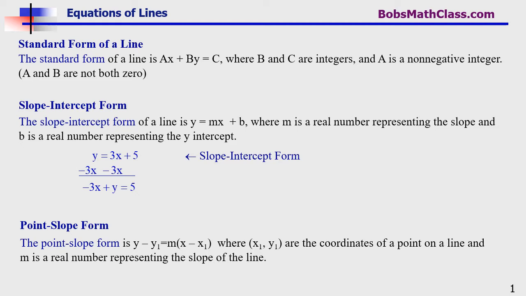That would give you negative 3x plus y equals 5. Now there's also another condition that a must be non-negative. That means it has to be positive. So let's multiply both sides by -1, or multiply the -1 all the way through. So multiply by -1, that'll make it a positive 3x, but it'll change all the other signs too. So 3x minus y equals -5. That is the standard form.